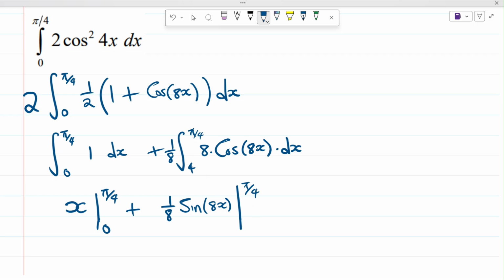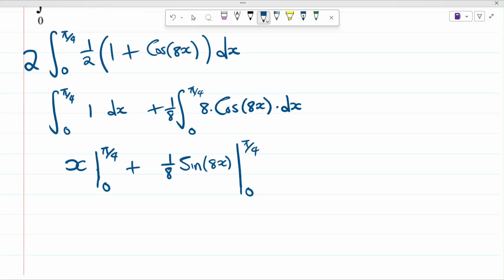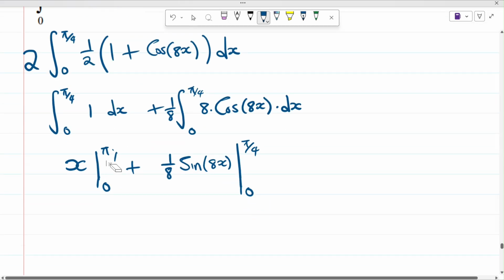And why did I write a 4 here? Am I crazy? Yeah, I am. Here, since we have the same limits, we can just use one limit, guys. So let's remove this and just have one thing.